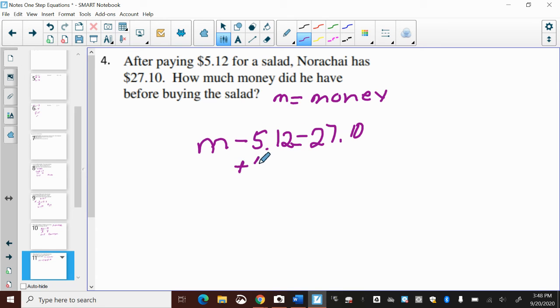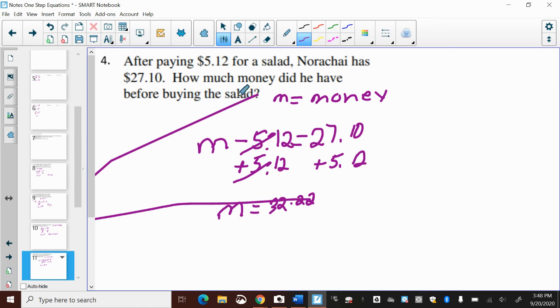So we're going to add the 5.12 to both sides. You may certainly use a calculator for this. So the opposite of minus is to plus. We're left with M for money. $27.10 and $5.12 adds up to be a total of $32.22. All right, oops, sorry about that.